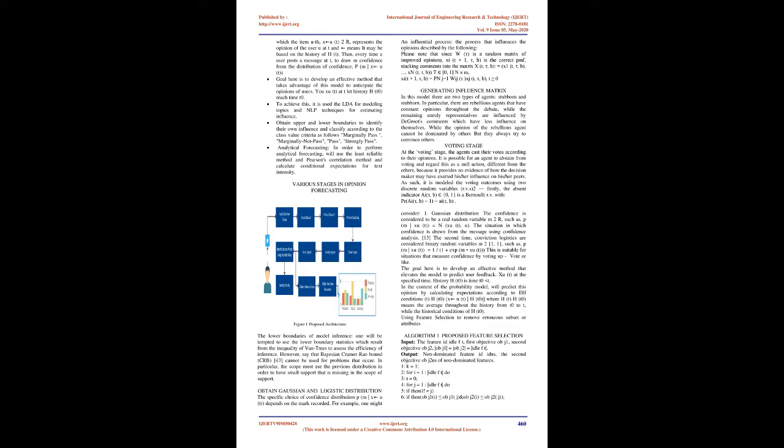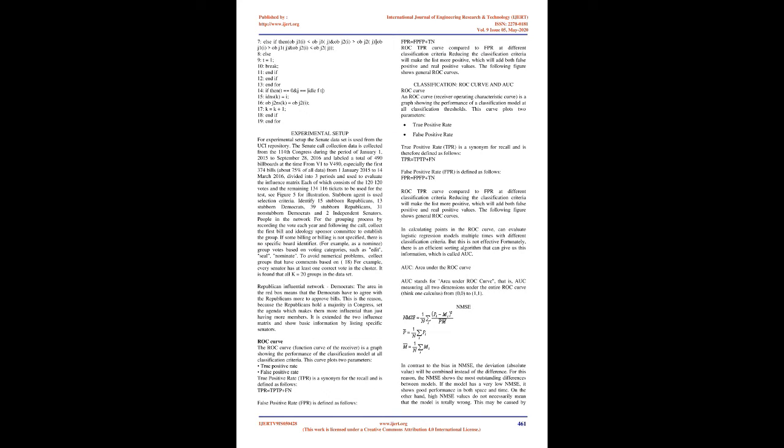For example, one might consider an influential process, the process that influences the opinions, described by the following. Please note that since W,t is a random matrix of improved opinions, 11,t+1,t,B is the correct PMF. Generating influence matrix. In this model there are two types of agents, stubborn and unruly. In particular, there are rebellious agents that have constant opinions throughout the debate, while the remaining unruly agents are influenced by DeGroot's comments, which have less influence on themselves. While the opinion of the rebellious agent cannot be dominated by others, they always try to convince others.